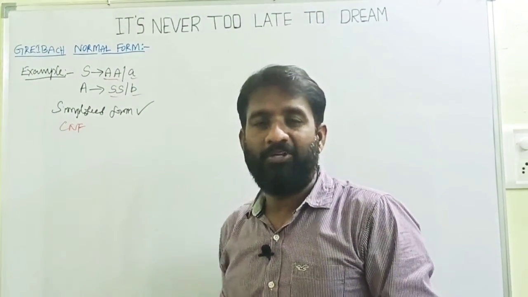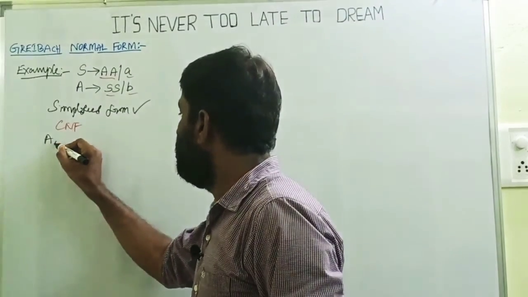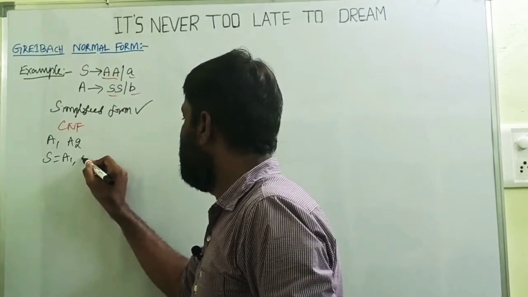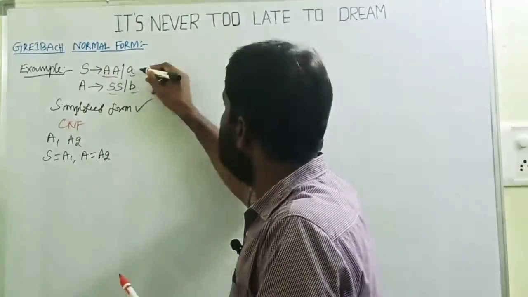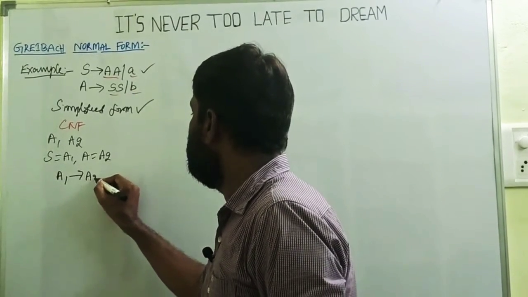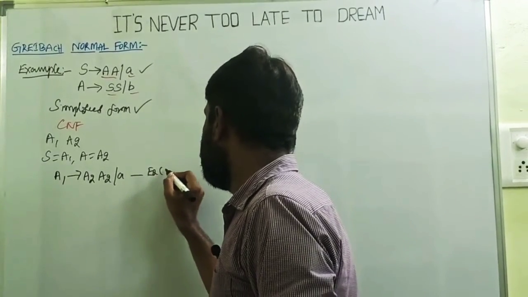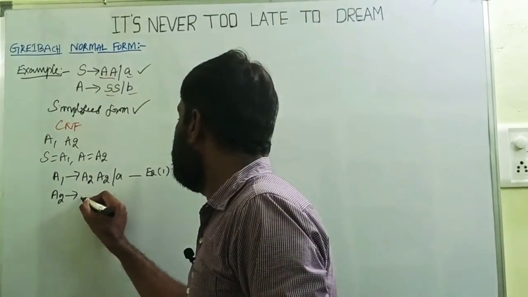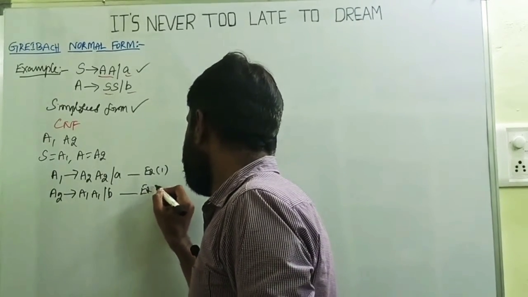Then according to the procedure, second step is to rename the variables with A1, A2. So how are we renaming? S equals A1, capital A equals A2. First rename this one: A1 tends to A2 A2 slash a, take it as equation 1. Then A2 tends to A1 A1 slash b, take it as equation 2.